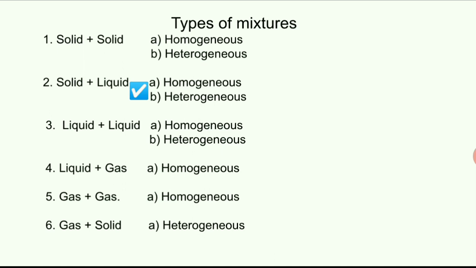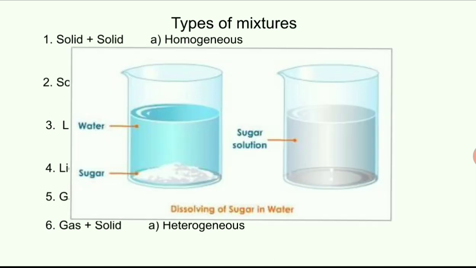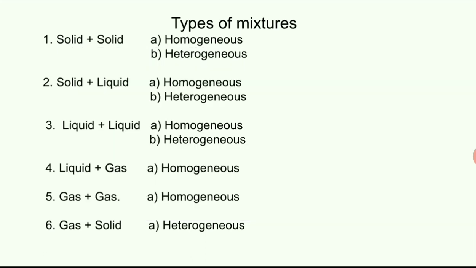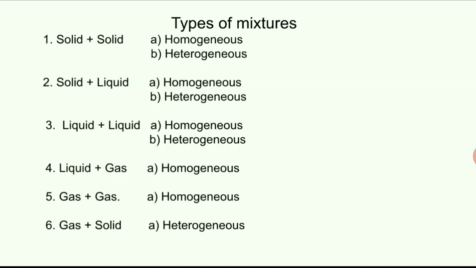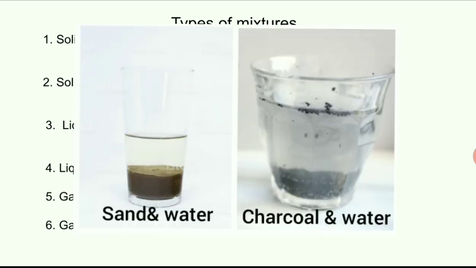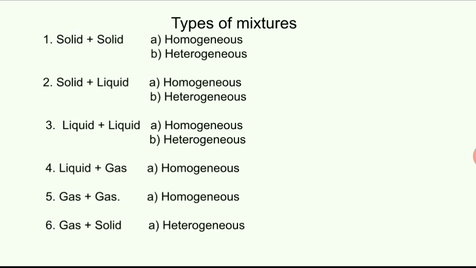The examples for homogeneous type of mixtures are sugar in water, like sugar solution, where we dissolve the sugar in water, and once we obtain the sugar solution we cannot recognize the sugar particles in the solution. It appears uniform. Then salt solution or iodine in alcohol. Then talking about heterogeneous mixtures of solid-liquid type, the examples are sand and water, where we can clearly see the sand, or charcoal and water, where charcoal can be seen very clearly, etc.